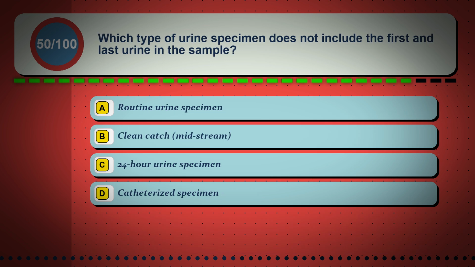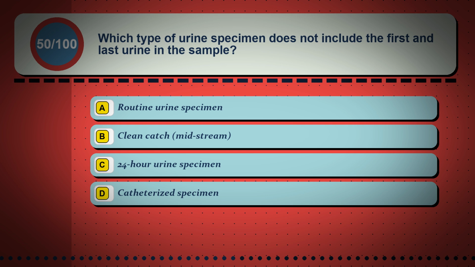Question 50. Which type of urine specimen does not include the first and last urine in the sample? Option A, a routine urine specimen. Option B, a clean catch, midstream. Option C, a 24-hour urine specimen. Option D, catheterized specimen.